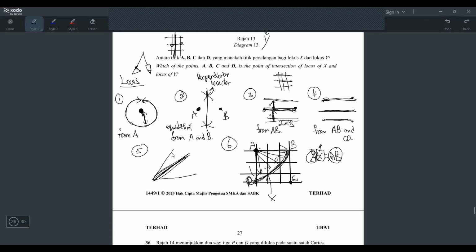The fifth type is, let's say this one is X, Y, and Z. They will say from XY and YZ. Then they want you to draw the locus. So you just draw a line in the middle. This line, sometimes we call it the bisector. Bisector.